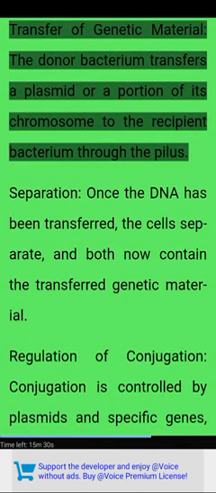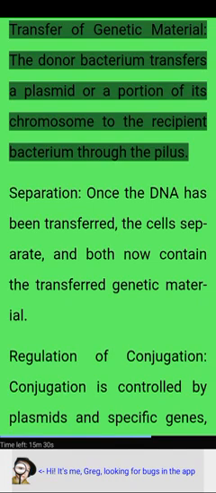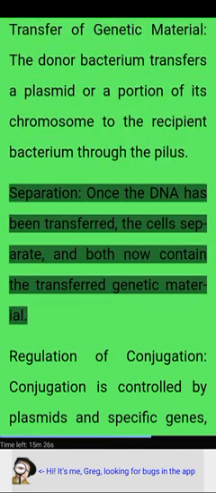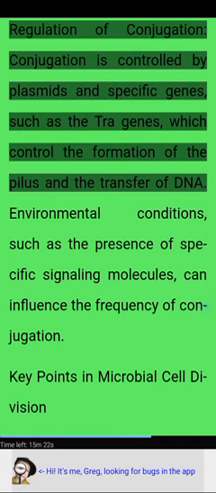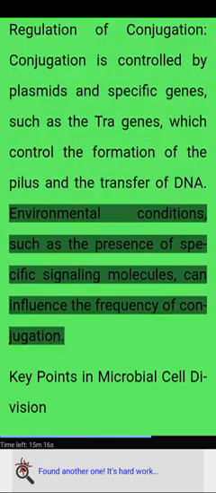Transfer of genetic material. The donor bacterium transfers a plasmid or a portion of its chromosome to the recipient bacterium through the pilus. Separation. Once the DNA has been transferred, the cells separate, and both now contain the transferred genetic material. Regulation of conjugation. Conjugation is controlled by plasmids and specific genes, such as the tra genes, which control the formation of the pilus and the transfer of DNA. Environmental conditions, such as the presence of specific signaling molecules, can influence the frequency of conjugation.